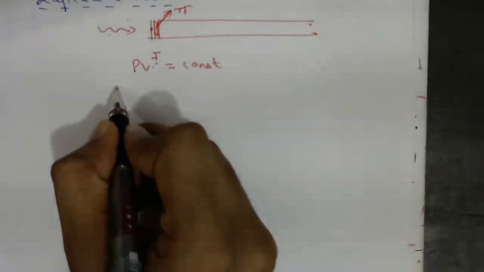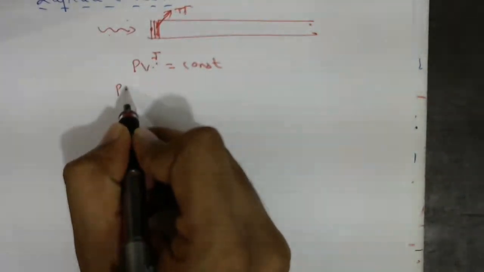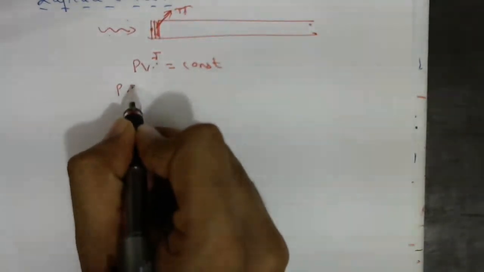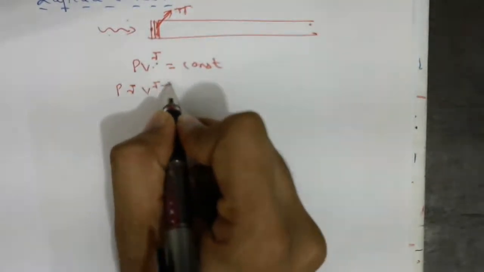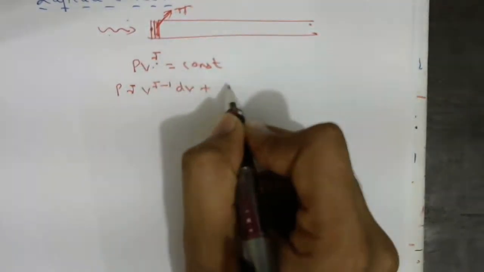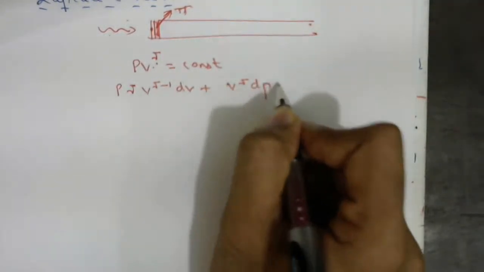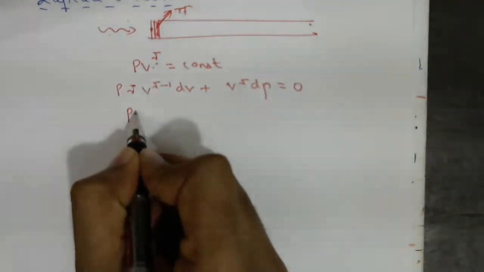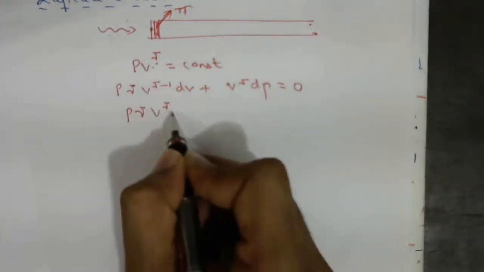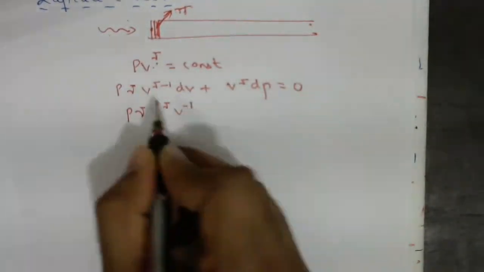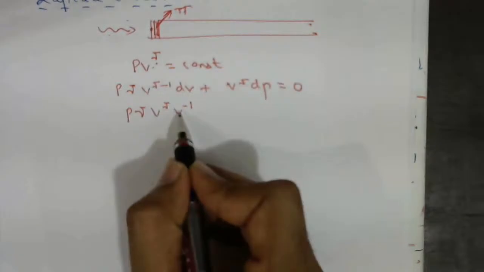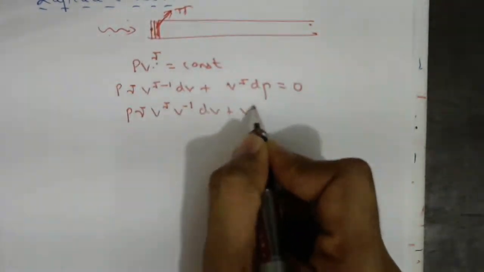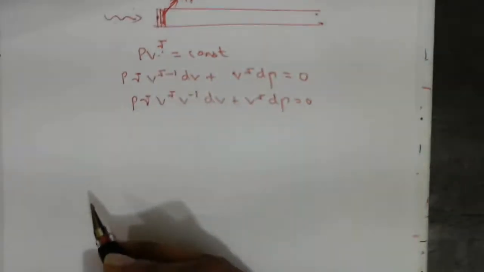You know the adiabatic equation, PV raised to gamma equals constant. Differentiate this: first term as it is, P into gamma V raised to gamma minus 1 into dV, plus V raised to gamma into dP is equal to 0. We can split this into two terms: V raised to gamma, V raised to minus 1 into dV, plus V raised to gamma into dP is equal to 0.